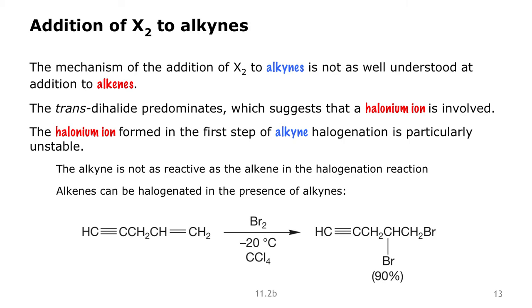One other thing we can say is that alkynes are not as reactive as alkenes in these halogenation reactions. So much so that if you control the stoichiometry, you can get the reaction of an alkene in the presence of an alkyne, and the alkyne remains unreacted. And that's shown in this example here. If this ene-yne compound is subjected to 1 equivalent of bromine at low temperature, you get very clean dibromination of the double bond and no reaction of the triple bond.